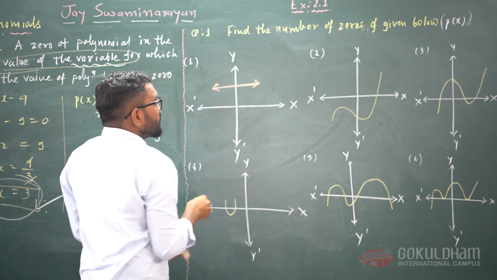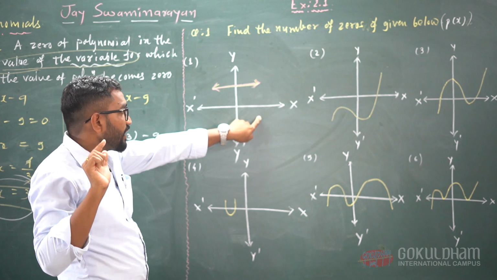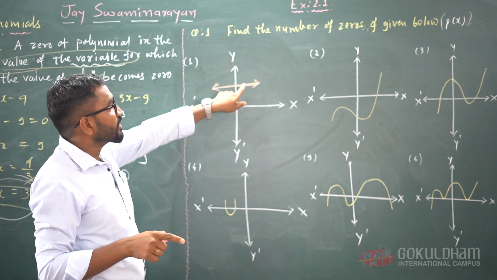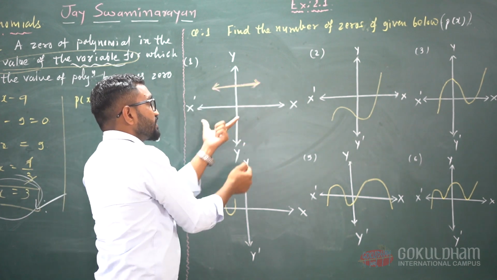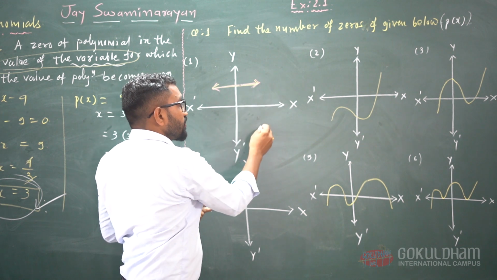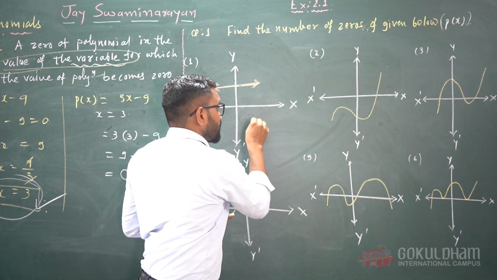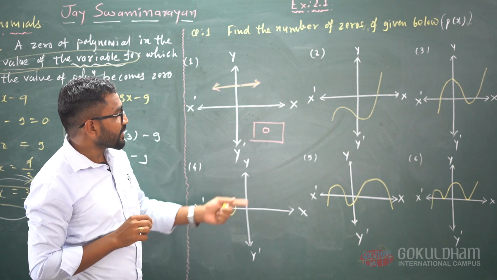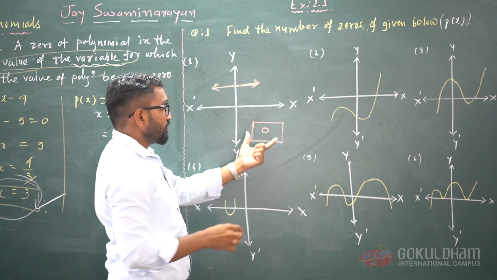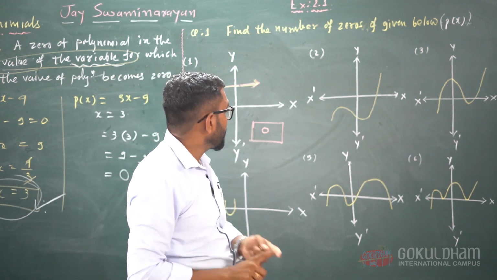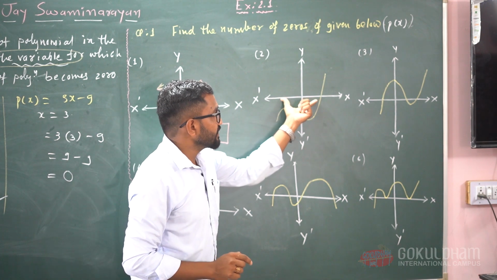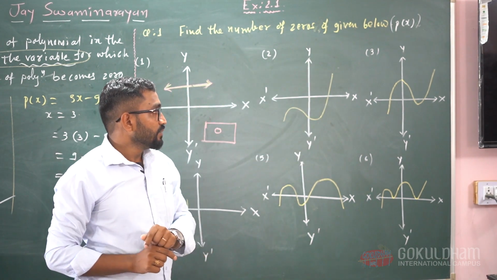Okay, so this does not intersect the x axis. This graph is on the y axis side, which does not intersect the x axis. So the number of zeros is 0. I write the answer in this bracket: 0, number of zeros is 0. Now take the second example.